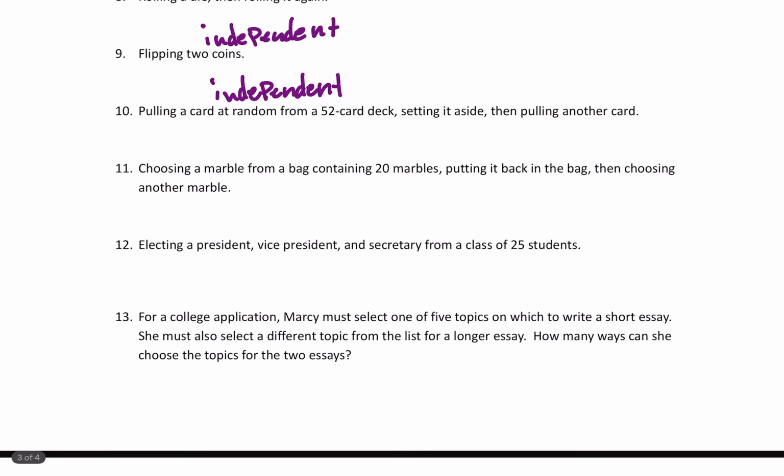Okay, now number 10. Pulling a card at random from a 52 deck of cards, setting it to the side, and then pulling out another card. Well, the first time I pull out of the deck, I have 52 options. And then the second time I pull out of the deck, I don't have 52 because I put one card off to the side. I have 51 options. So this one event depends on the other. So this is a dependent.